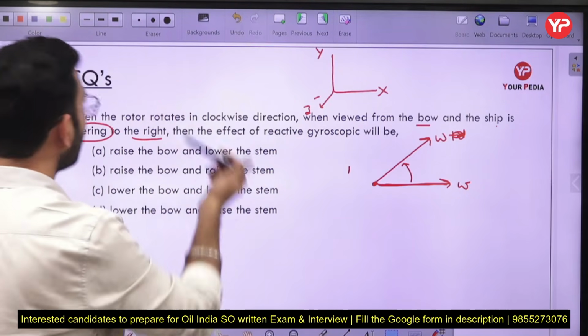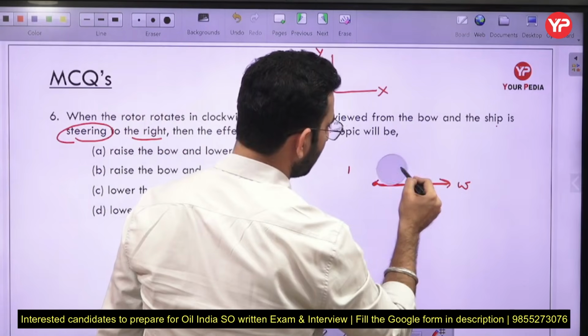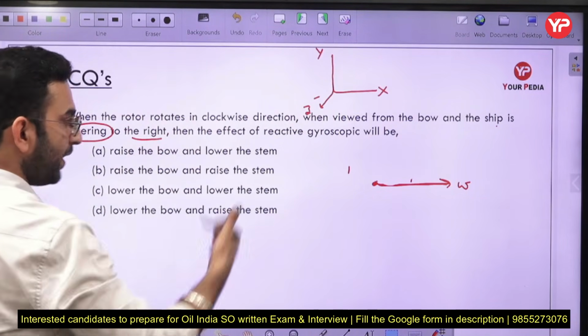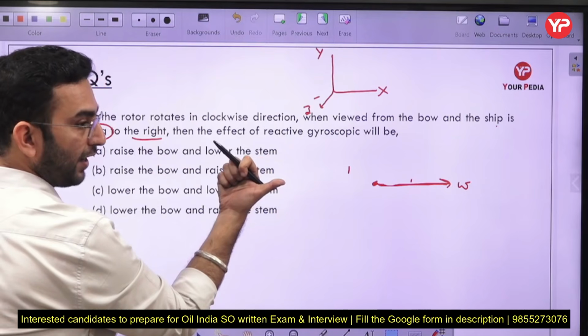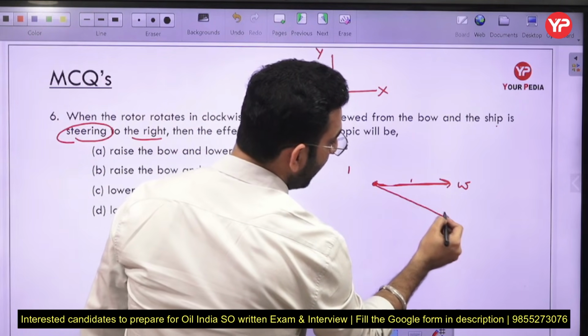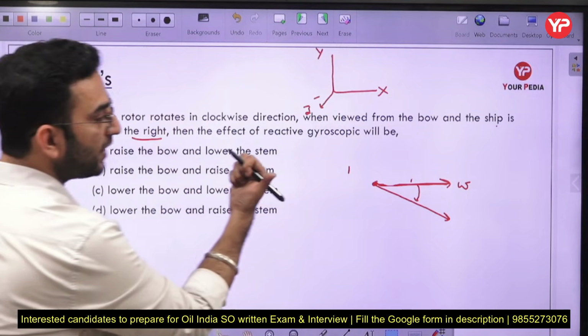Okay, just give me a second. So this is a wrong one here, because the right one is this one here. So basically the rotor is there and it is rotating to the right. So if it is rotating to the right, you can see the angular velocity is going to be like this one here. Okay, so in this case it is going like this one.